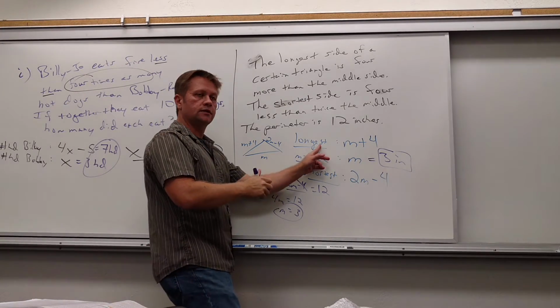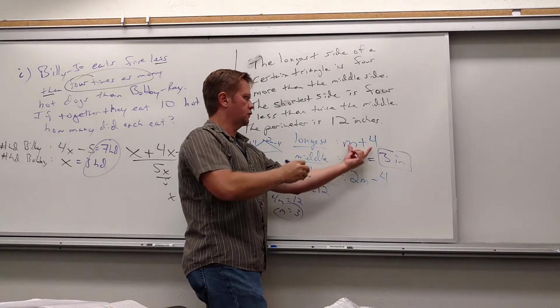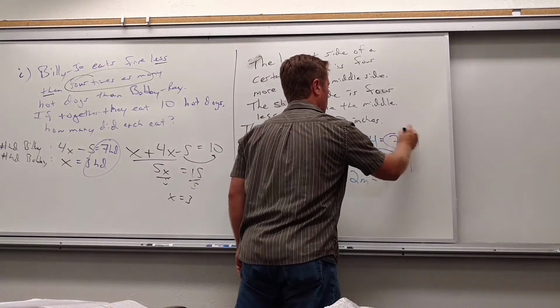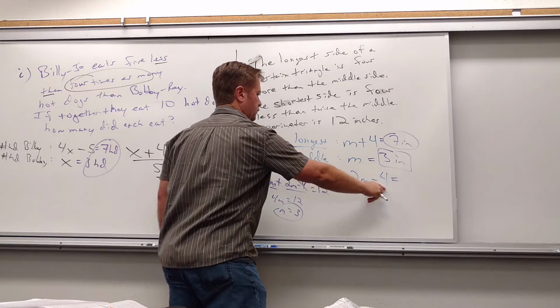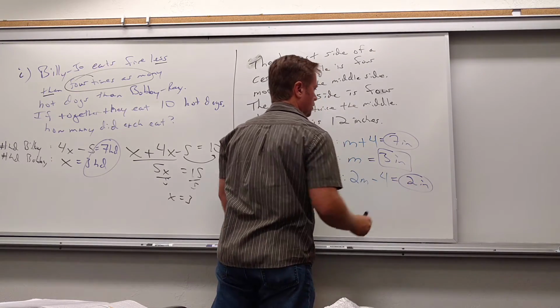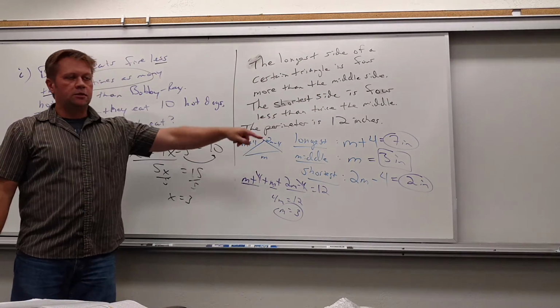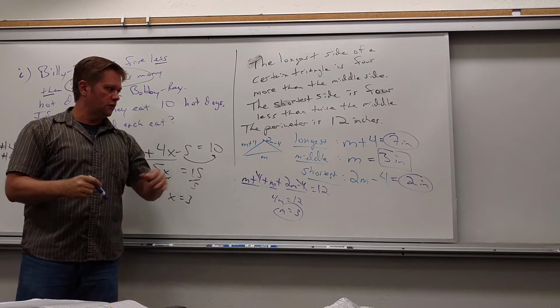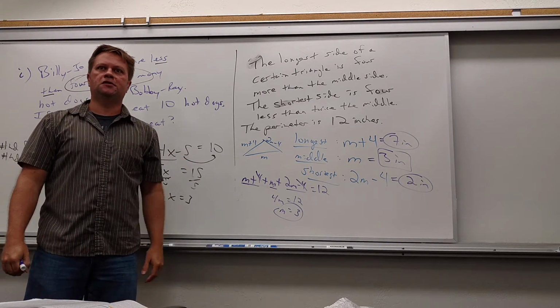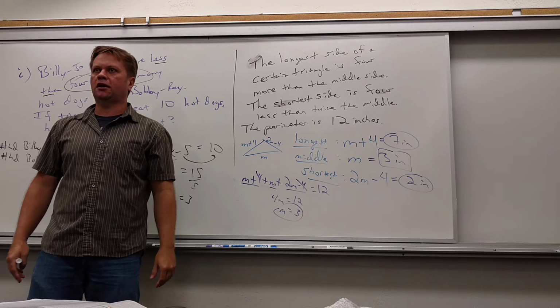So how long is the longest side? 7 inches. 3 plus 4, 7 inches. And how long is the shortest side? 2 inches. 2 times 3 is 6 minus 4 is 2 inches. And it does add up to be 12. Yes. And even the shortest is really the shortest side, and the longest really is the longest side. That's another thing you can kind of check.